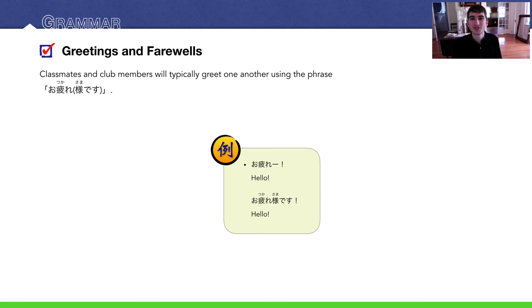There's really, in Japanese, a few ways to say hello. In English, it's all just one. No formality.